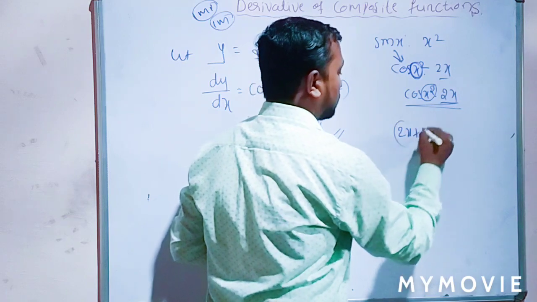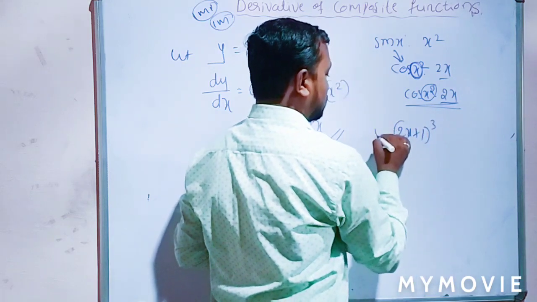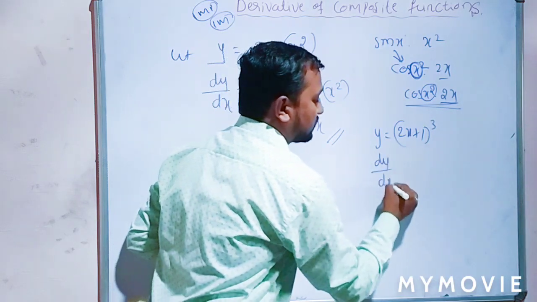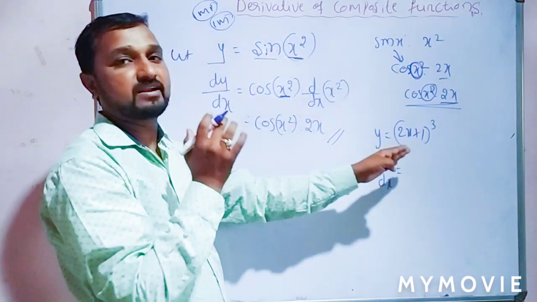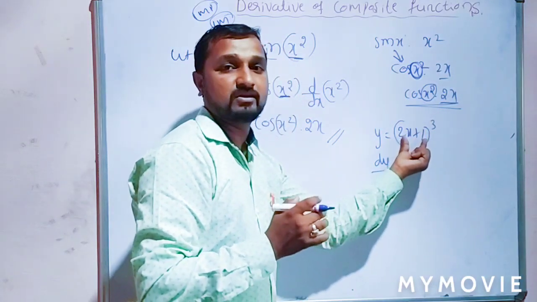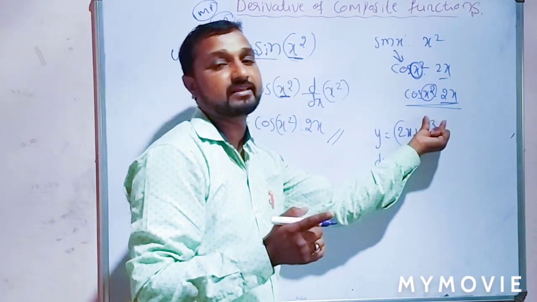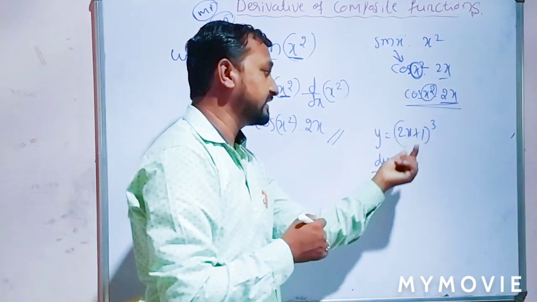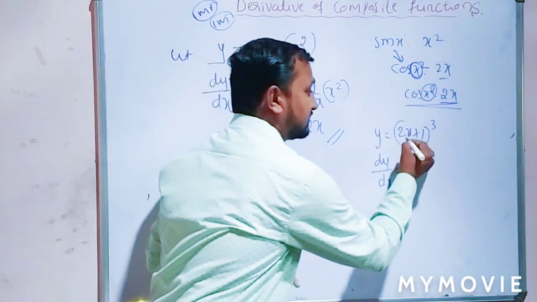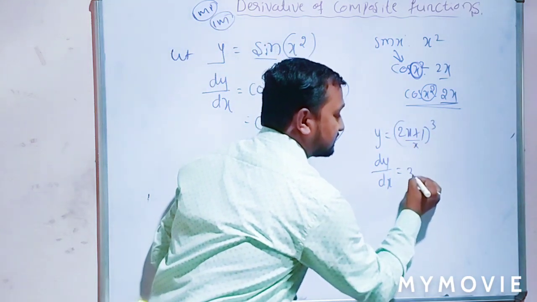So in the previous example, (2x plus 1) whole cube, we can take dy by dx equal to, first see the standard form. What is the standard form? X cube form it is. Here 2x plus 1 is one function and x cube is another function. This is a combination of two functions. Here this function can be written as x cube. What is the derivative of x cube? 3x square. So this is taken as x, that is 3 into x square.